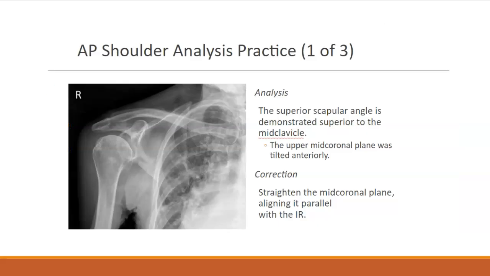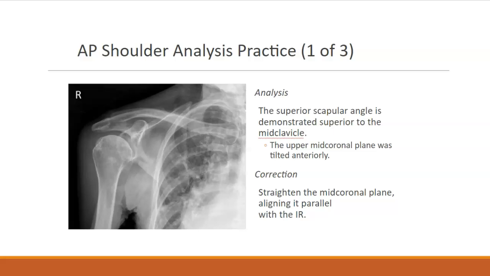So let's look at our first practice analysis. In this first shoulder projection, we first want to identify, do we have all the anatomic structures within this projection? And for the most part, we do. Now we need to question patient positioning.